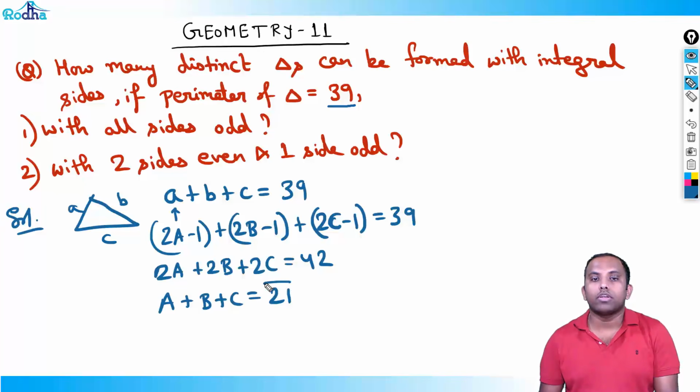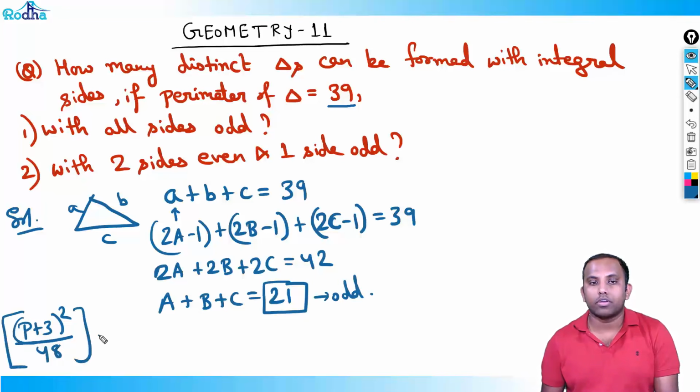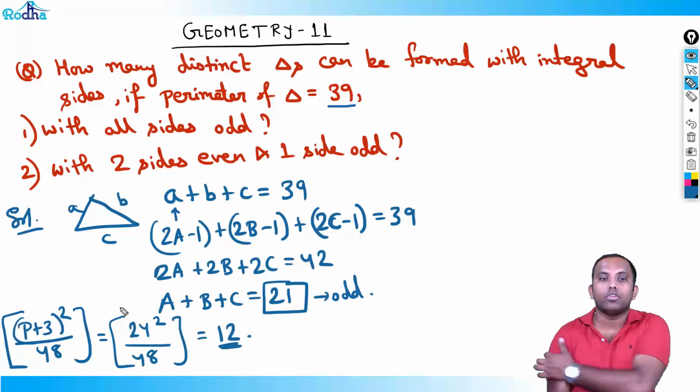Now it comes to the normal solution. This 21 is an odd number. So the total number of triangles for an odd number is the nearest integer of (P plus 3) whole square by 48. Remember that, where 48 is inside the nearest integer function. It becomes 24 square by 48. 24 square is 576, divided by 48, which is 12. So 12 is the answer for this question.